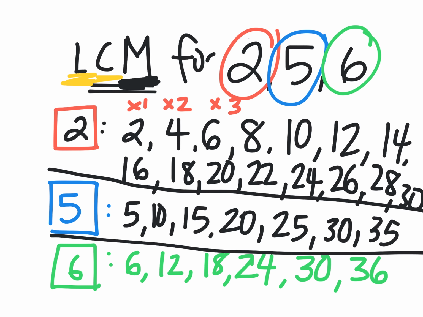Well, right now I can see that 2 and 5 have the multiple 10 in common, but does 6 have a 10? No, so that can't be the lowest common multiple. All 3 of them have to have the multiple in common, so that one's not the answer. Good, they all have 30. So the answer for this lowest common multiple equals 30.